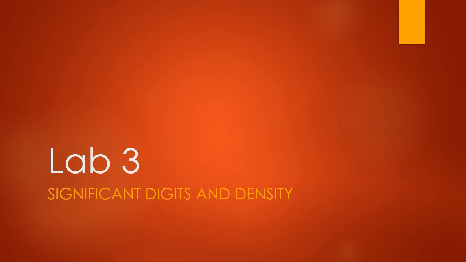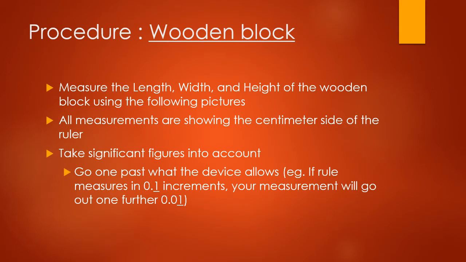Today's video is about the data collection for Lab 3, which is significant digits and density. So you're going to start by measuring a wooden block. If you're following along in your lab manual, you're going to go past the pre-lab onto page 19. The procedure has you measuring the length, width, and height of a wooden block.